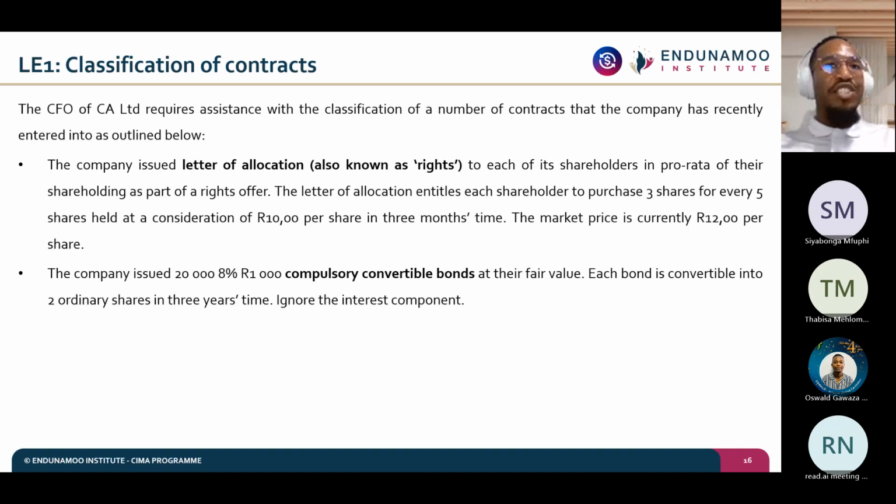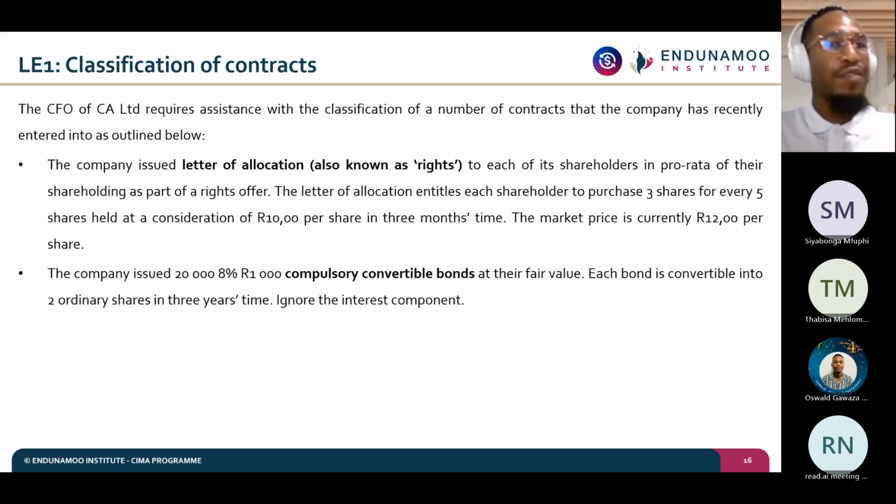can you avoid paying me cash? But now, if it's compulsory, compulsory convertible bonds, yes, in that case, you cannot avoid paying me cash, because now it's compulsory convertible bonds. Let's talk about that convertibility. We are saying each of the 20,000 bonds is convertible into 2 ordinary shares in 3 years' time.